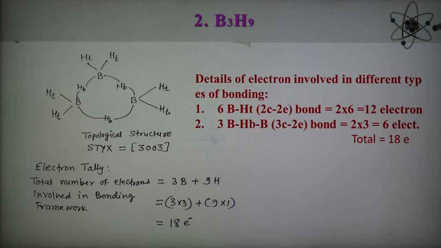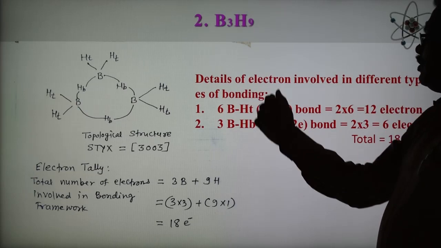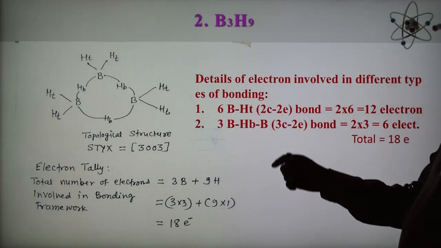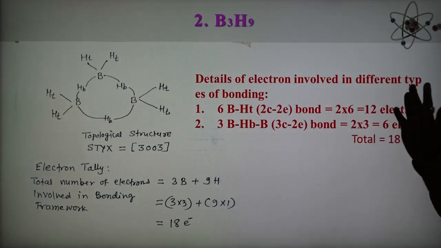And now the details about the electrons involved in the different types of bonding. What are the different types of bonding in this molecule? There are 6 BH2 boron-terminal hydrogen 2 center 2 electron bonds, 6 bonds in all.